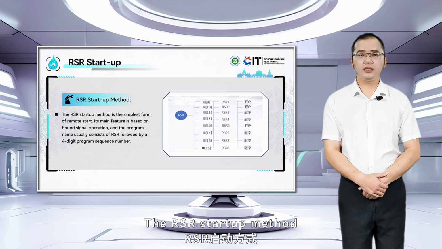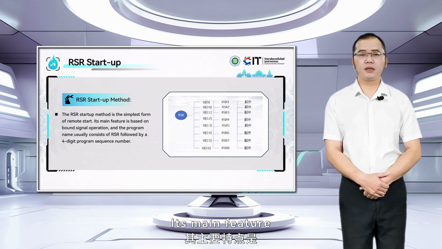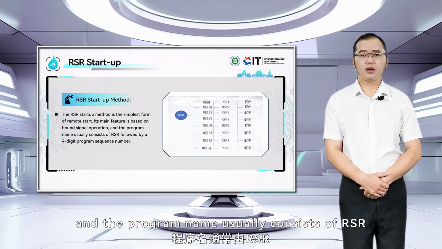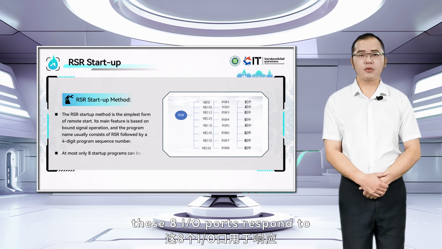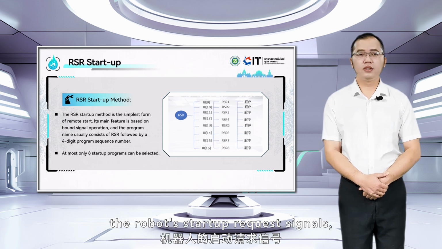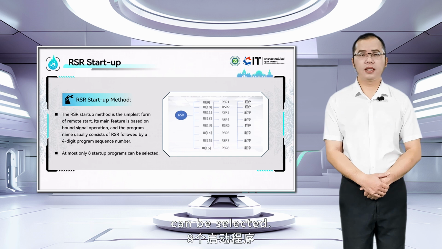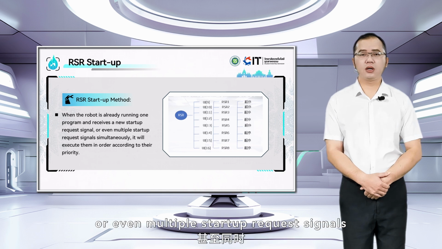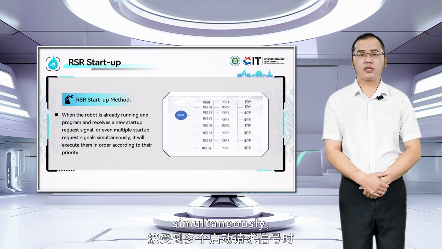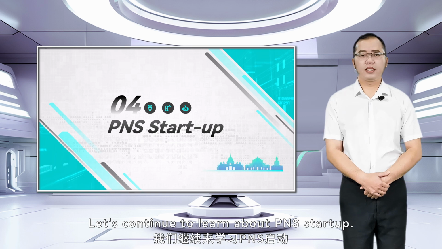The RSR startup method is the simplest form of remote start. Its main feature is based on bound signal operation, and the program name usually consists of RSR followed by a 4-digit program sequence number. Since it is bound to I/O, and the input signal UI provides up to UI 9 to UI 16, these 8 I/O ports respond to the robot startup request signals, so at most only 8 startup programs can be selected. When the robot is already running one program and receives a new startup request signal, or even multiple startup request signals simultaneously, it will execute them in order according to their priority. Let's continue to learn about PNS startup.